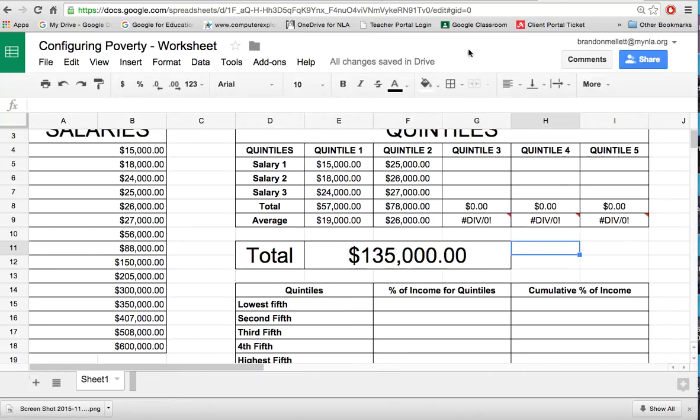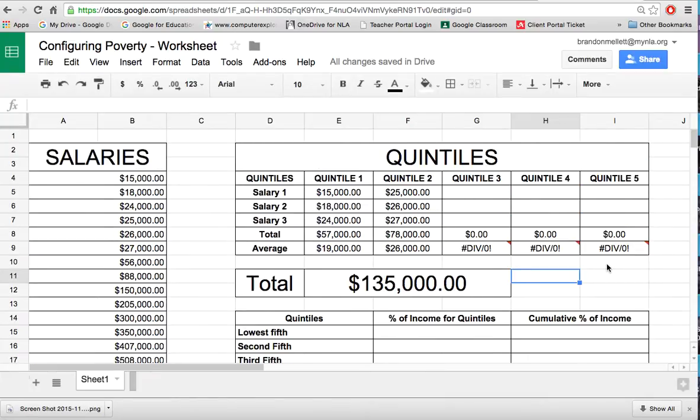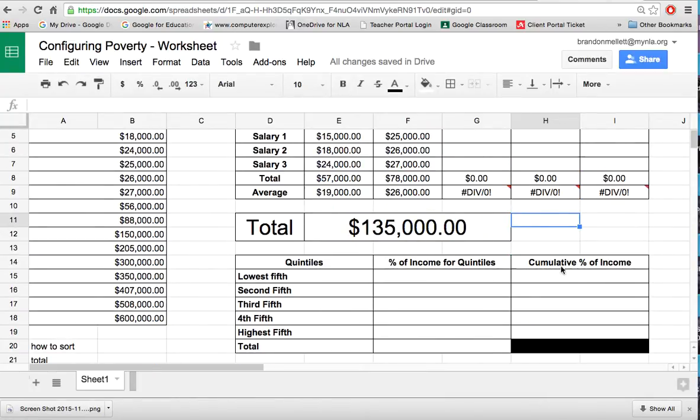Once you have your different quintiles all done in their averages, now we need to start figuring out the percent for each one of these. And this is pretty simple as well. All we would do is go equals, click on the total for the quintile divided by the total amount of money. So if we did this by this, we would see that this is 42%.